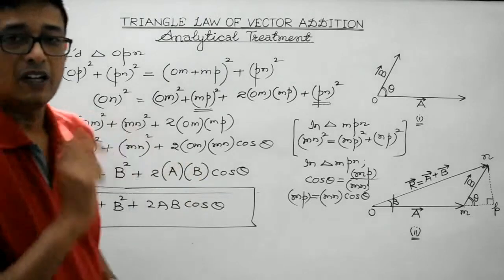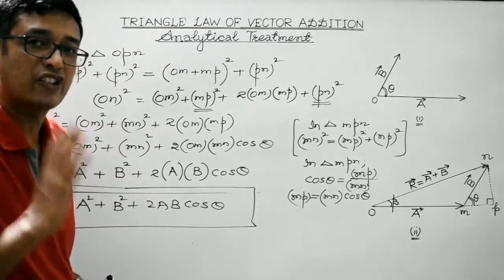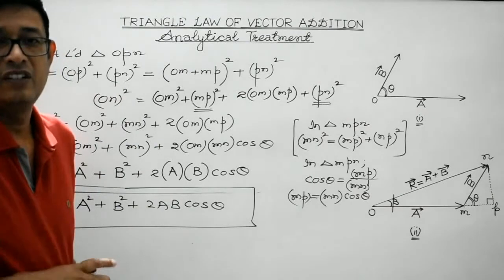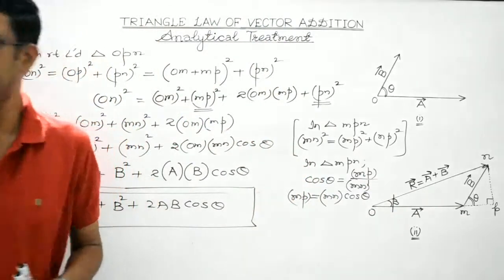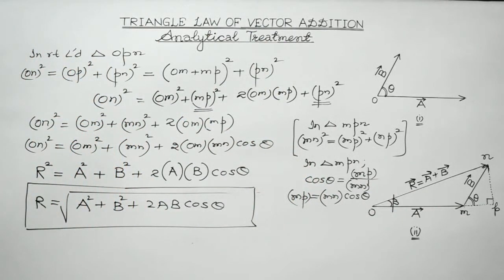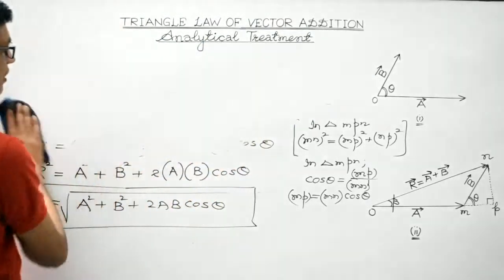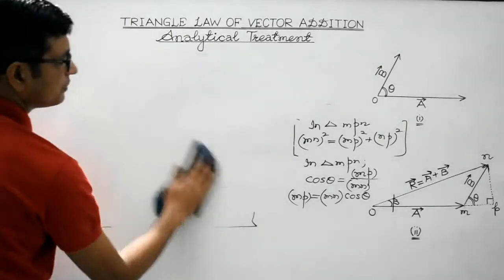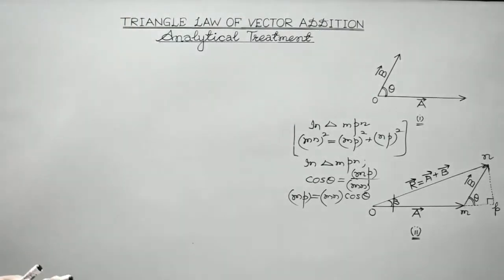Now this is only one part, because resultant being a vector quantity, it must possess both magnitude as well as direction. So one part is over. Now let's try to find out the direction which the resultant makes with A vector, and that we have considered to be beta. So now let's try to express angle beta in terms of A and B. Okay, again we'll consider the big right angle triangle. So what to do is, let's consider triangle OPN.